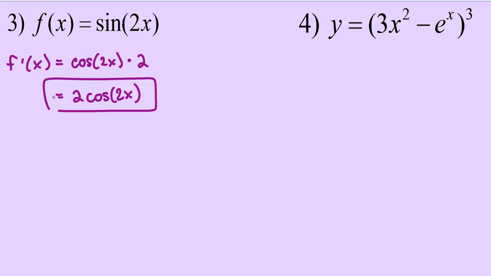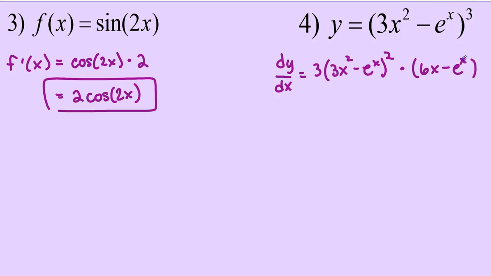And then for number 4, the inside function is 3x squared minus e to the x. The outside function is the cubing function. So we'll take the derivative of the outside, which is to bring down the 3 and change the exponent to 2. And then we'll take the derivative of the inside. So the derivative of 3x squared is 6x, minus the derivative of e to the x, which is e to the x. So we have that.